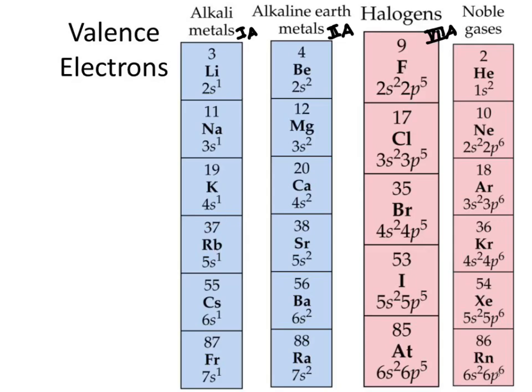And then, of course, our noble gases over here, that's group 8A. They have 8 valence electrons. They're quote-unquote happy, and so they don't want to ionize. So that's why noble gases are very unreactive.